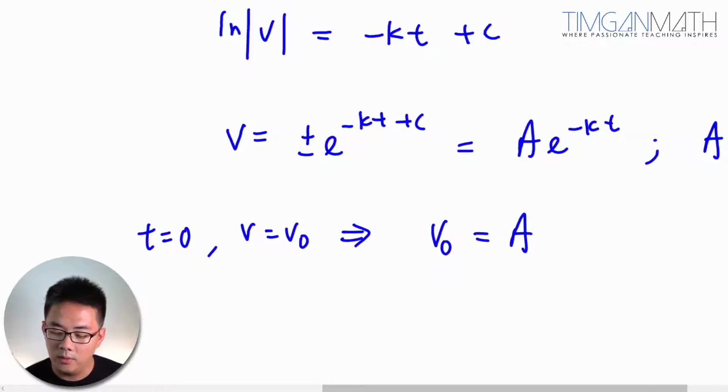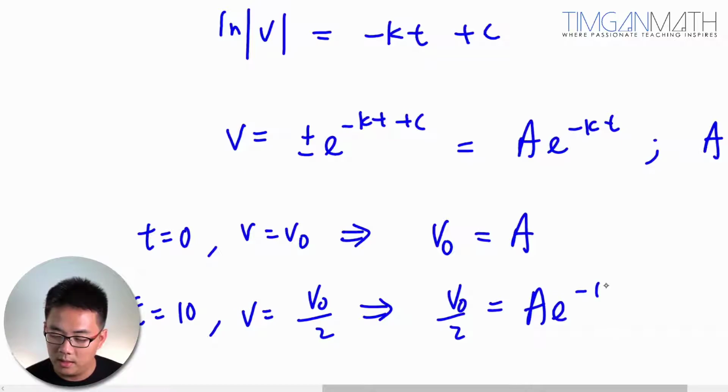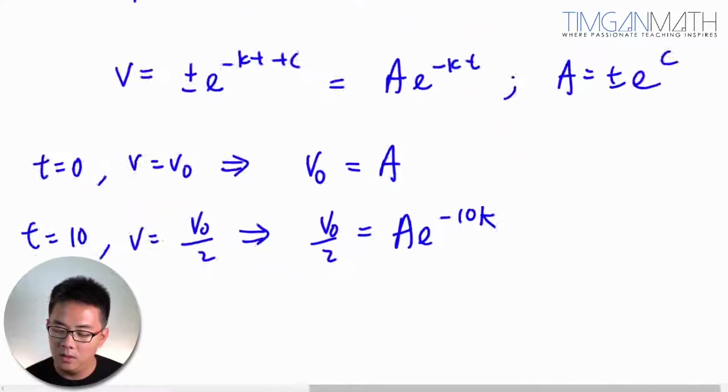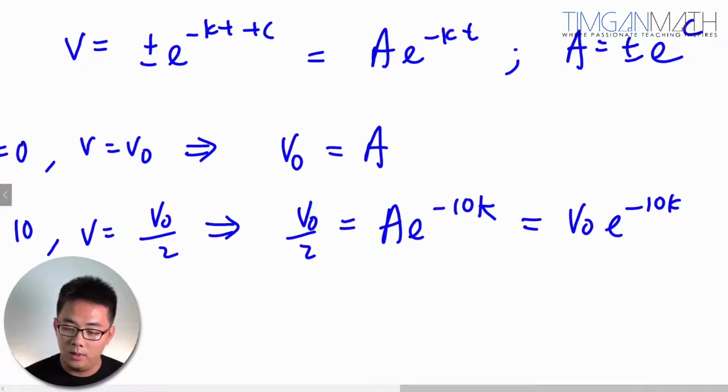When t equals 10 minutes, V equals V naught over 2. So V naught over 2 equals A e to the minus 10k, which is V naught e to the minus 10k, since A is V naught, as we found just now.